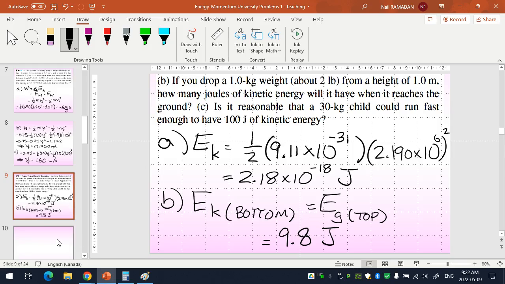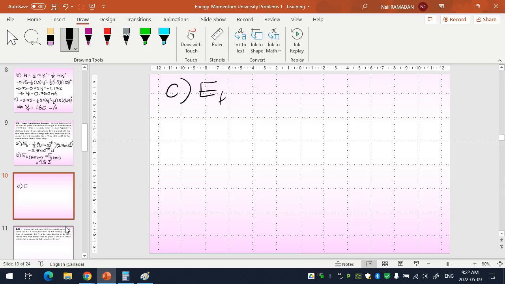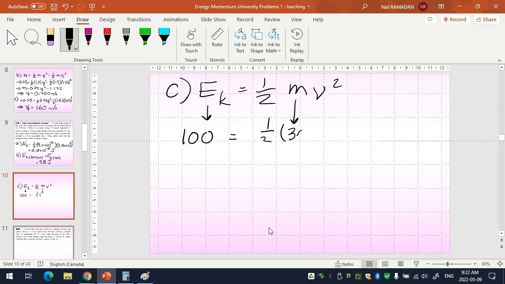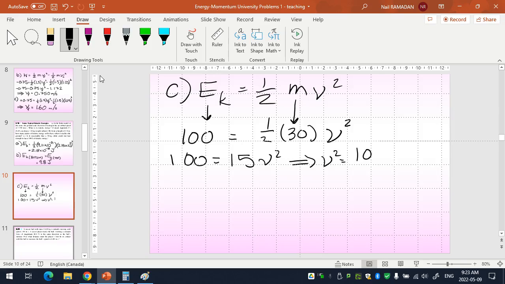All right. So part C. EK equals 1/2 mv squared. EK is how much? Come on. 100 joules, or 100. 100 equals 1/2. How much is the mass? All right, we need to solve for V. Okay, well, that's easy. Clean up first. 100 equals half of 30, which is 15 exactly, times V squared, which means V squared is 100 divided by 15. 100 divided by 15 is 6.66666 forever. So 6.67, which means V is equal to the square root of this.